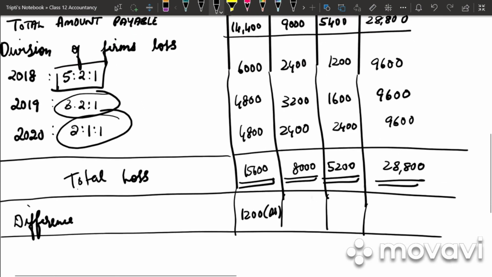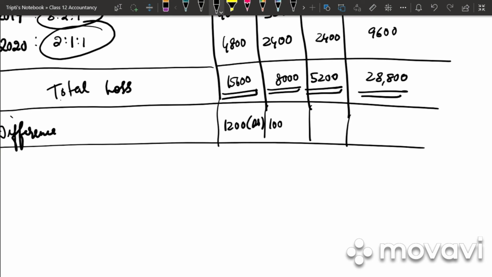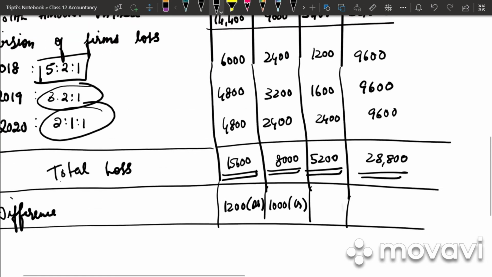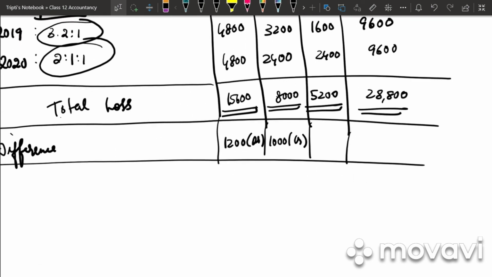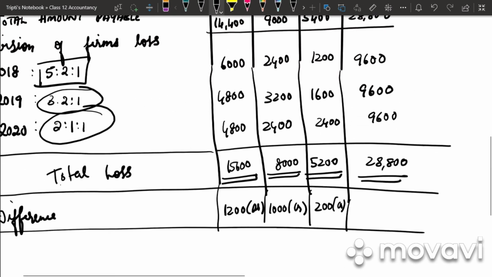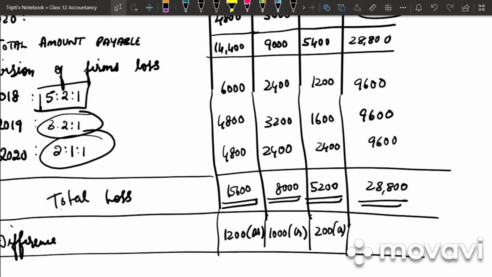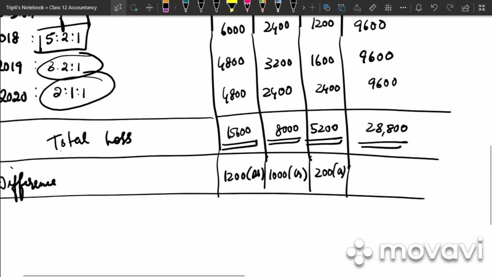Then 9,000 minus 8,000. We get 1,000 which is a credit balance. And 5,400 minus 5,200 we get 200 which is a credit balance. So if the loss is more than the capital interest, it will be our debit balance, and if the loss is less than the capital interest, it becomes a credit balance.